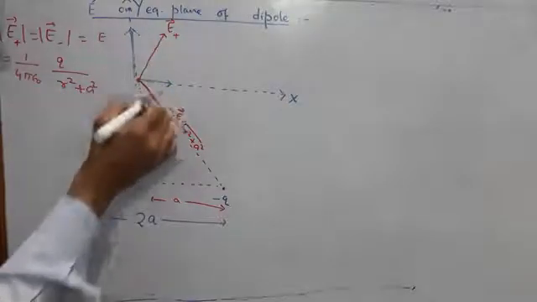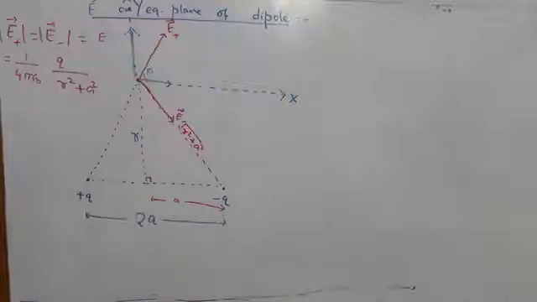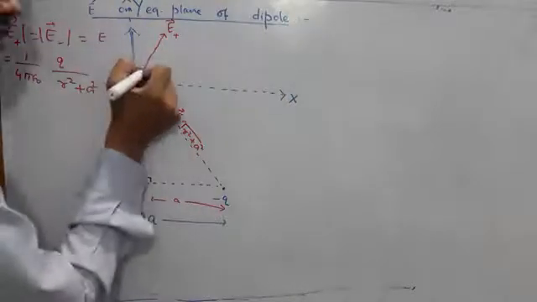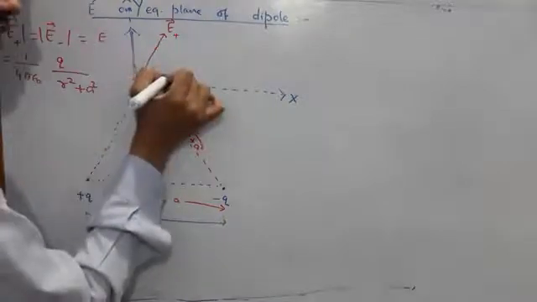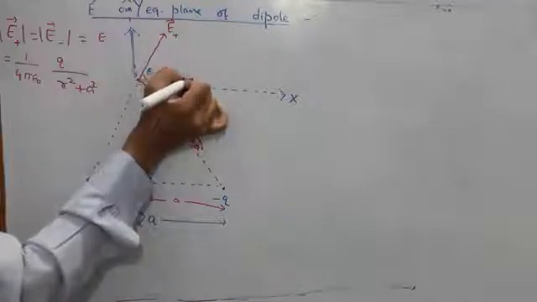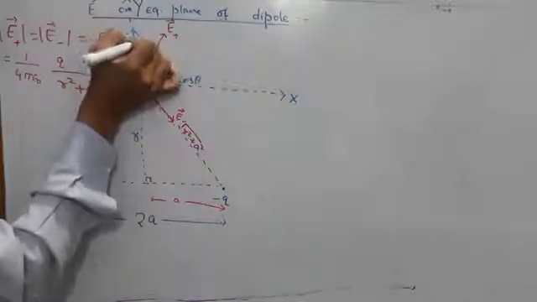Let this angle be theta. If that angle is theta, then can you guess what the components will be? This will be E plus; its magnitude is E, so I will write it as E cos theta, and this one I will write as E sin theta.